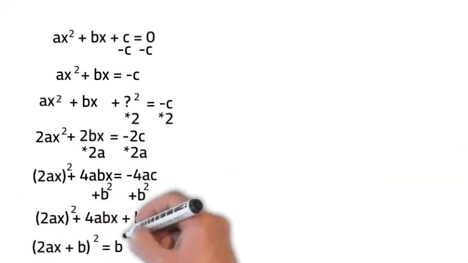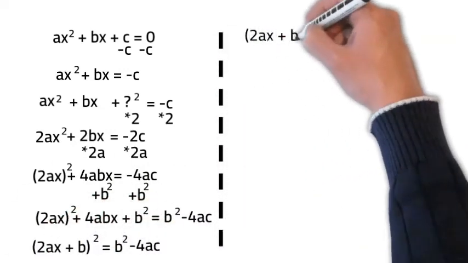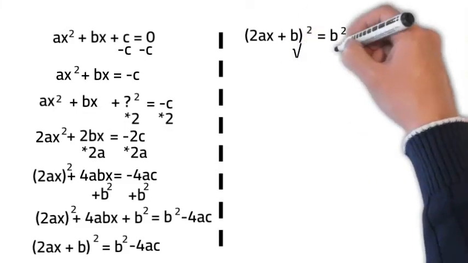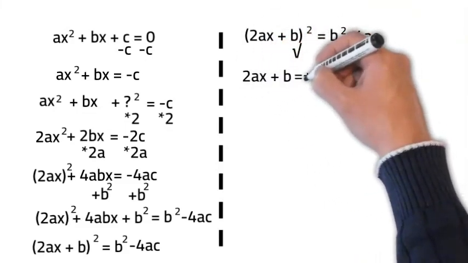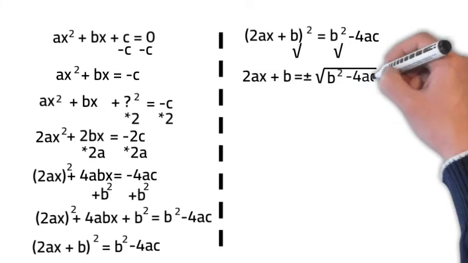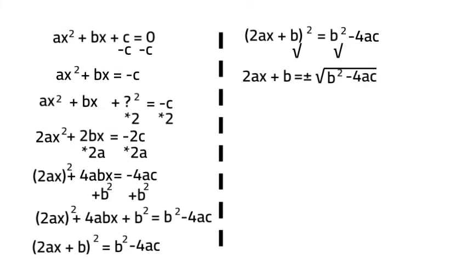Don't worry. The hard part is now over. Take the square root of both sides. Remember, whenever you take the square root, to always include the positive and negative root. Can you see what to do now?